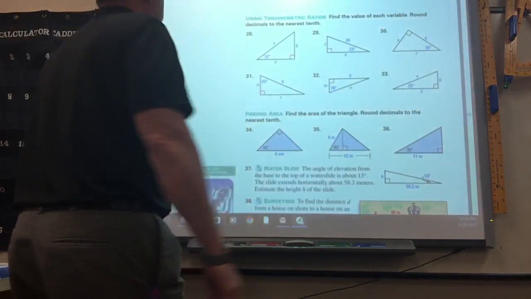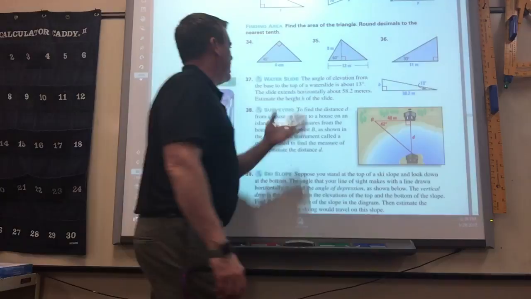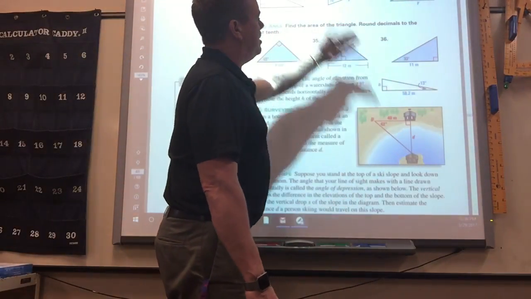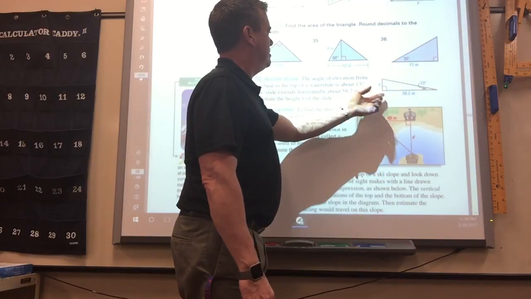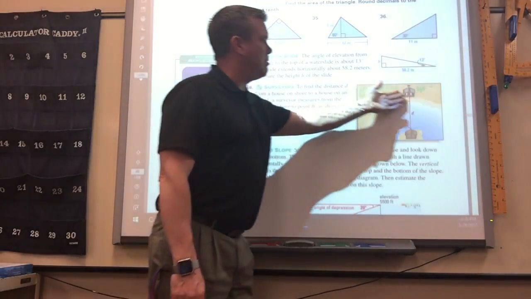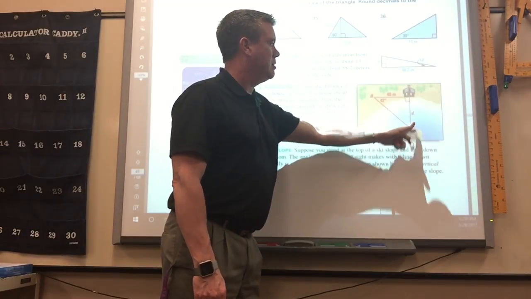We'll do a couple of these together. I just want to point out that the first word problem is the same as these up here, except you're just finding the height. They drew the picture for you. Same thing here, this word problem, they drew the picture for you. They're just looking for the distance between the two houses.